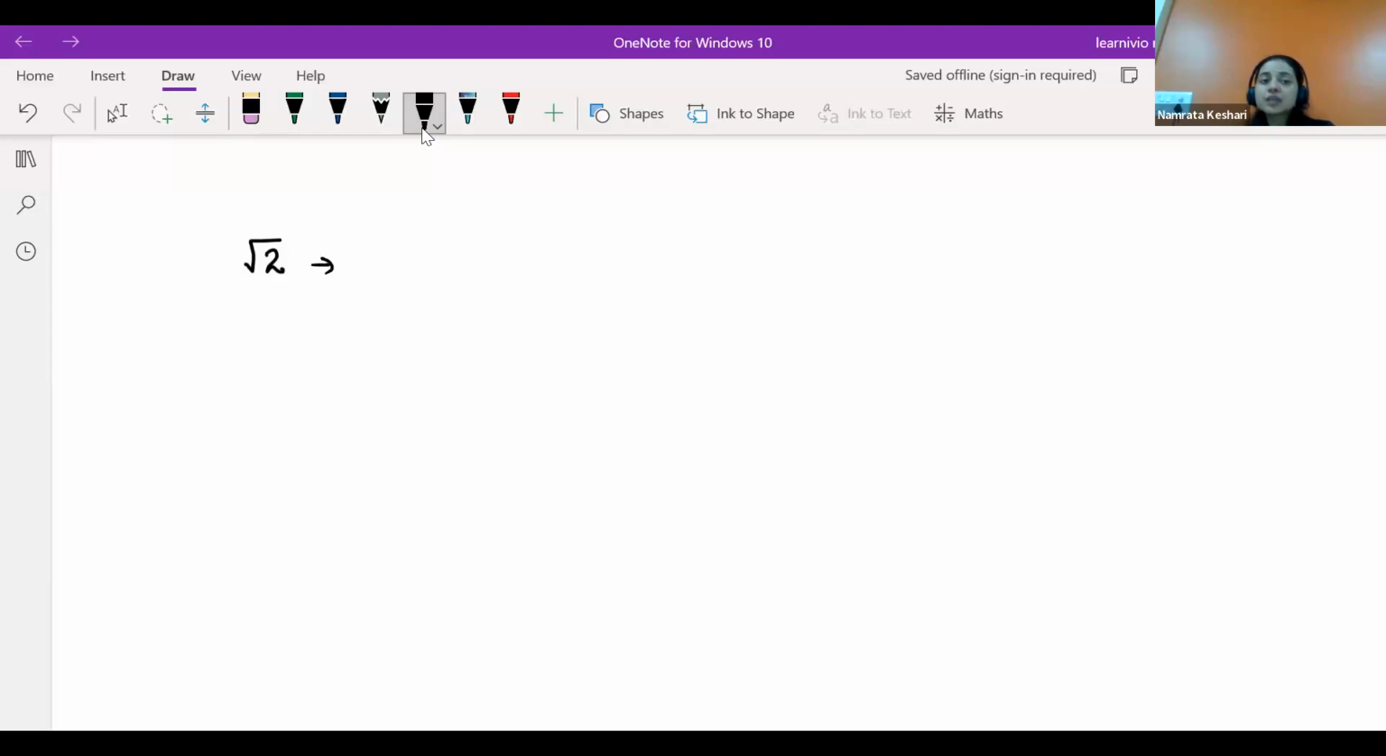Irrational means non-terminating, non-repeating. Non-terminating means it will not stop, and it will not follow any particular pattern. So let's locate this irrational number on the number line.